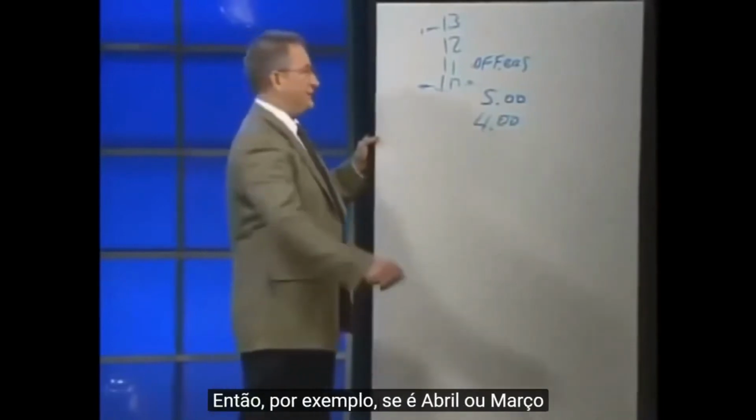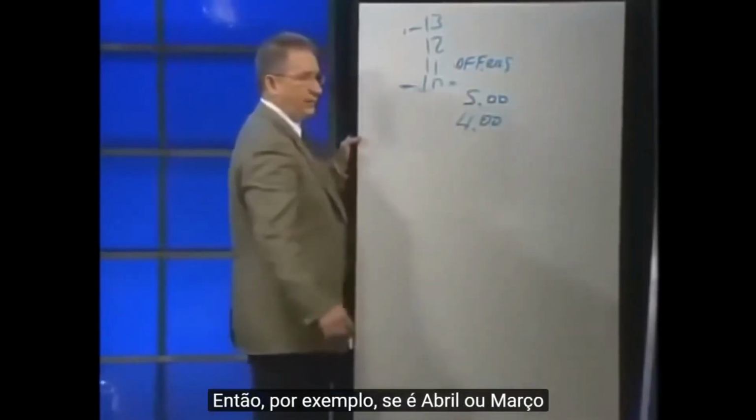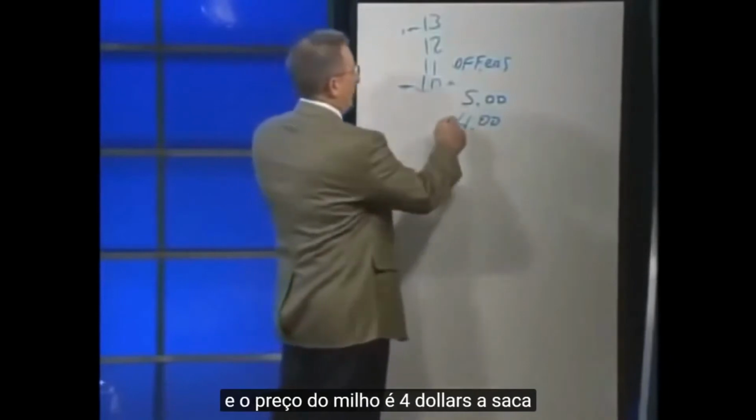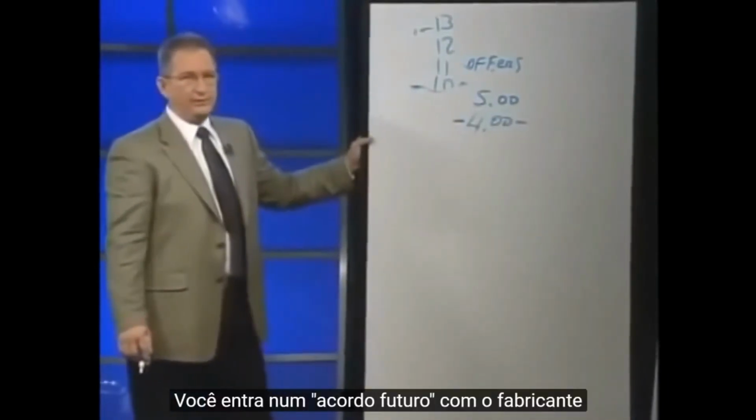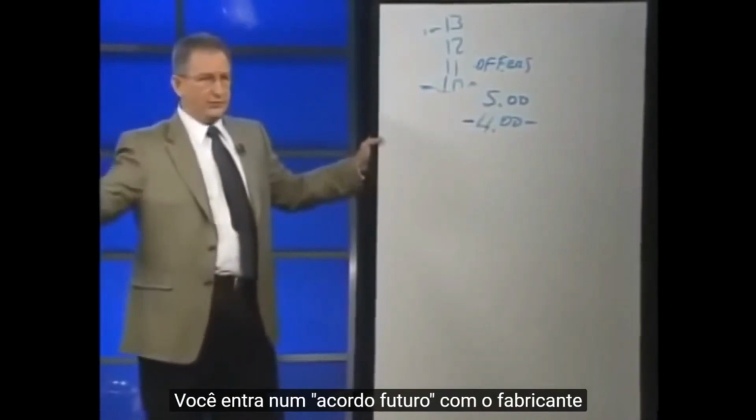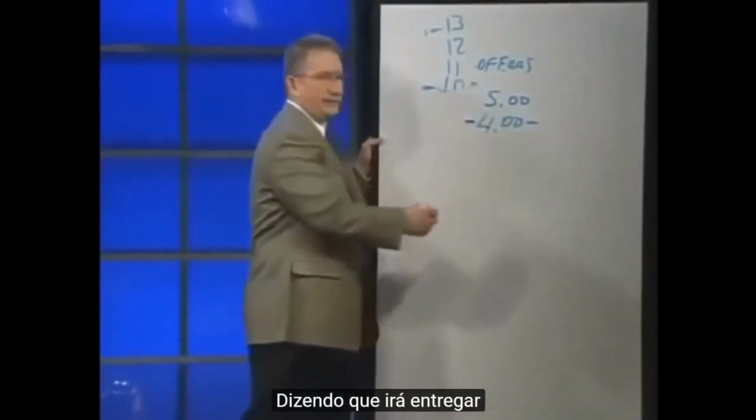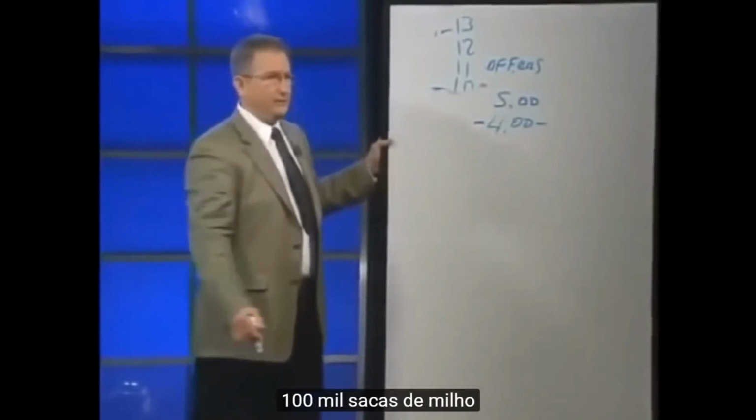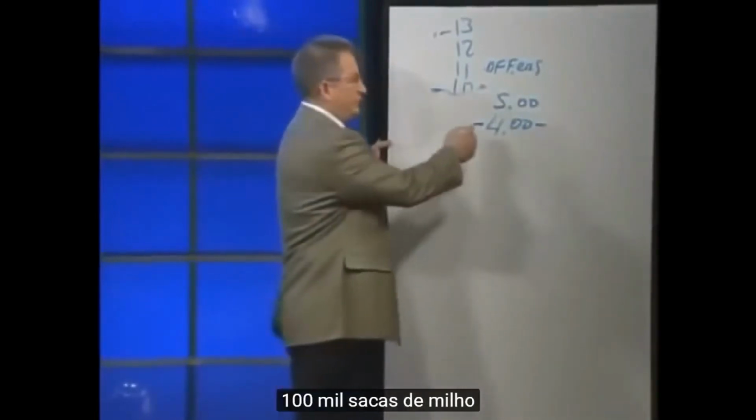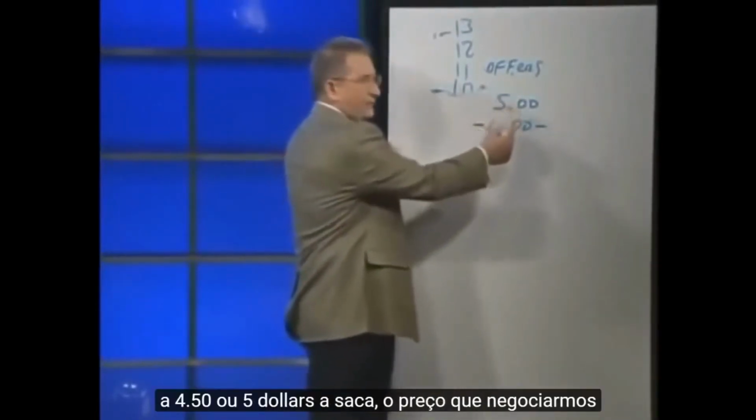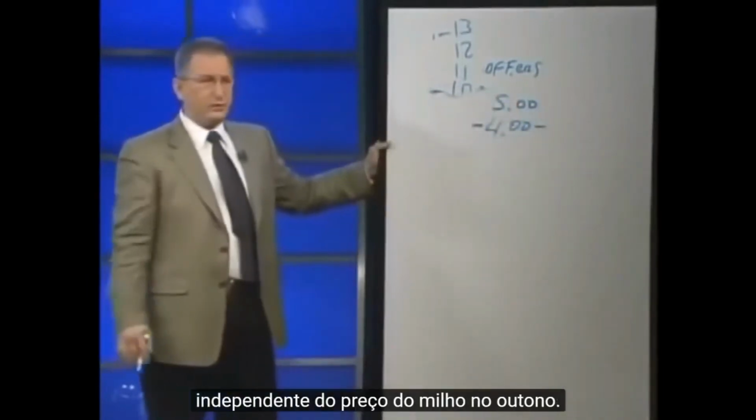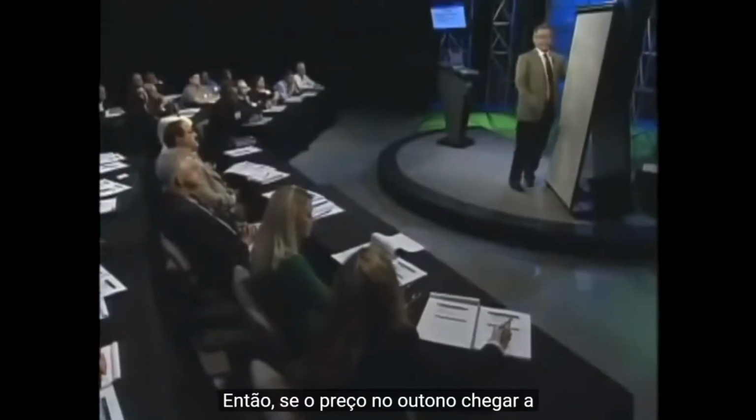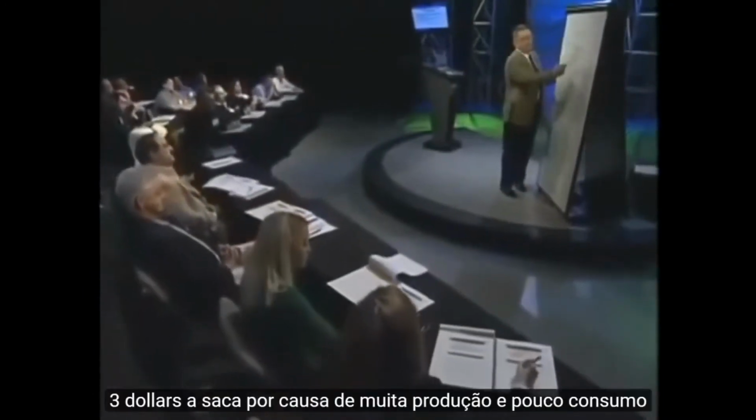So what ends up happening is that if, let's say, it's March or April, and the price of corn is $4 a bushel, you enter into a forward agreement with the end user, and they say, hey, you know what? I will deliver 100,000 bushels of corn at, say, $4.50 a bushel, or whatever price they agree on, or $5 a bushel, regardless of what the price of corn is in the fall.